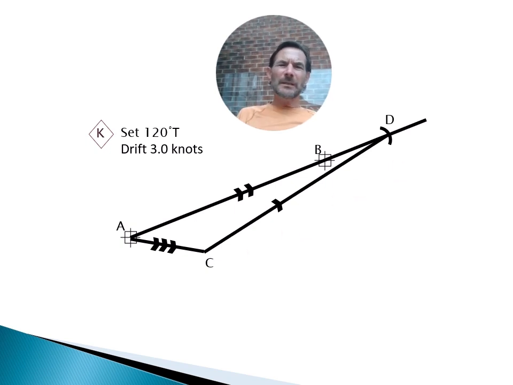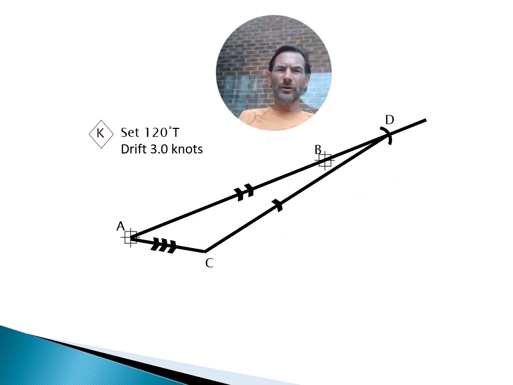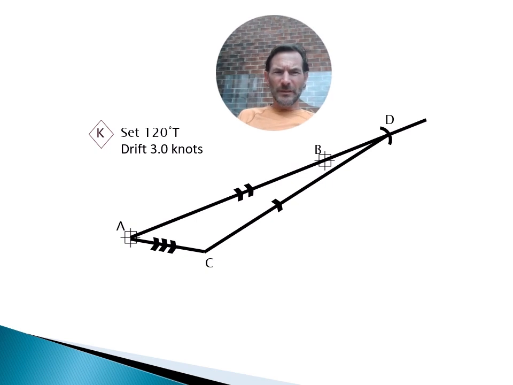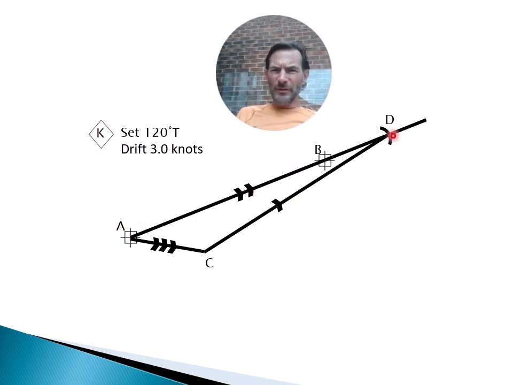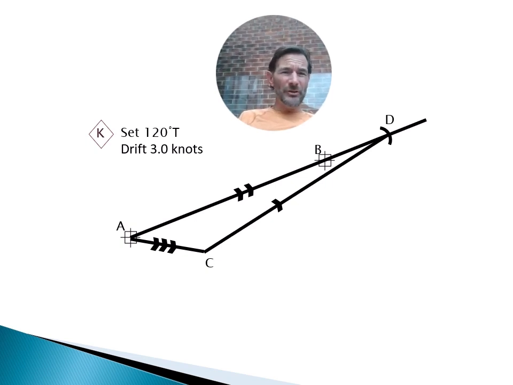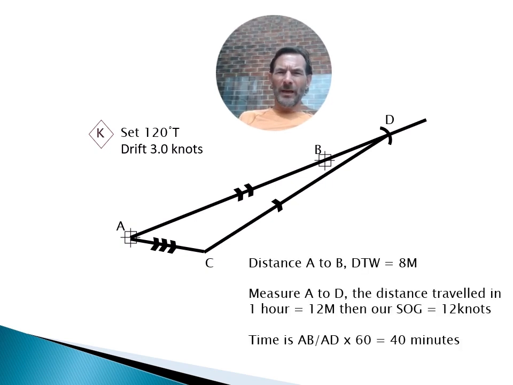The line C to D is our course to steer, our water track. That is to say that if we point the boat in the direction of C to D, that will take us from point A to point D and keep us on the line that goes from A to B and also to D. As we mentioned, we would stop when we got to point B. And we'd know when to stop by working out our speed over the ground and the distance to the waypoint.